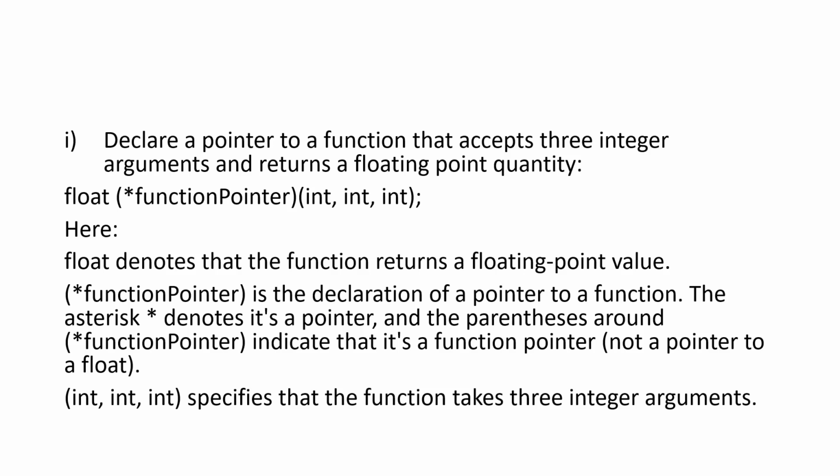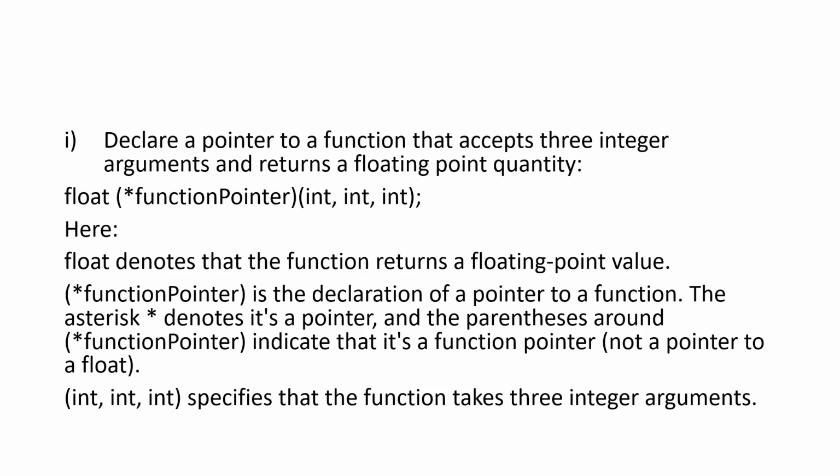So it is a pointer to a function. Before the pointer name, you have to put the star and put the pointer name inside the brackets. Then the return type of the function is float and it accepts 3 integers. The 3 integers you have to put inside the parentheses, and put the semicolon.